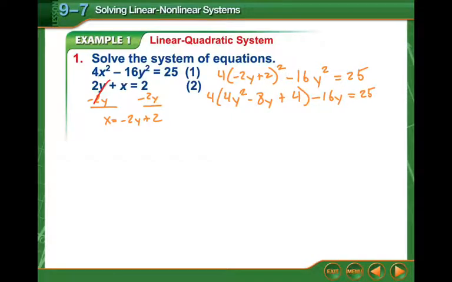Now we need to distribute that 4 inside, so we have 16y squared minus 4 times 8 is 32y plus 4 times 4 is 16, minus 16y squared equal to 25. Now we need to combine some like terms. We're going to shift that 25 over to the other side as well. So we'll do that all together, subtracting 25 from the only one that's a number, that's 16.